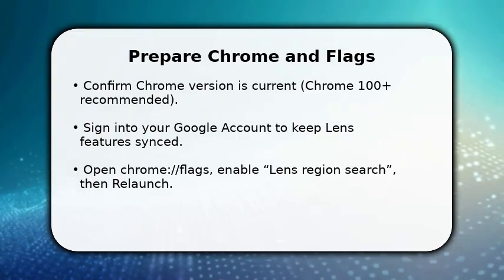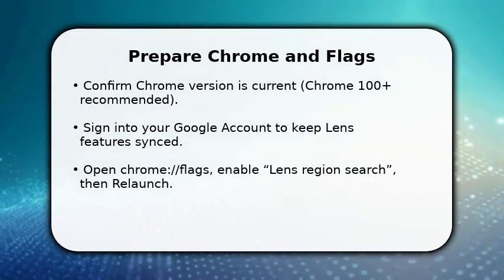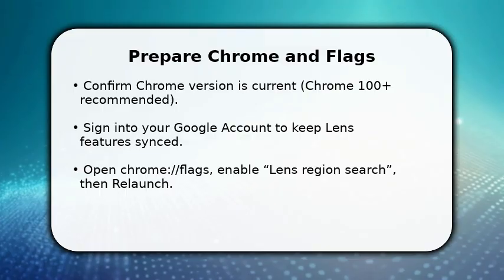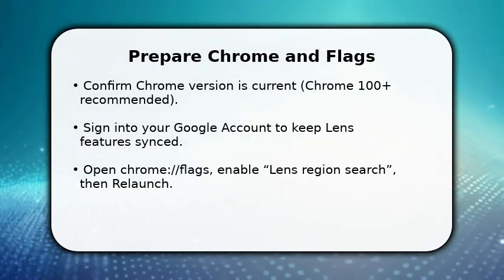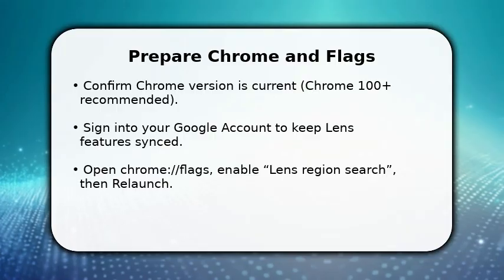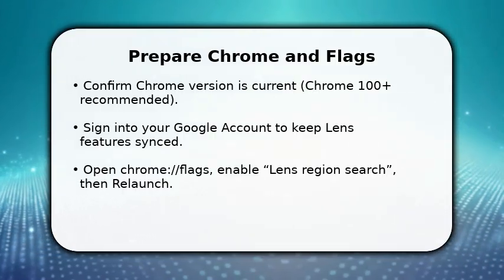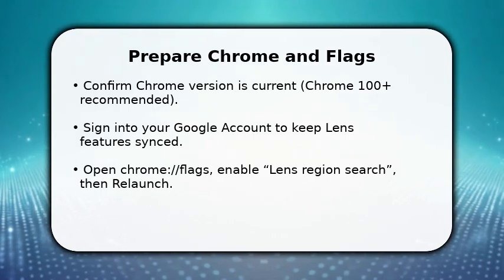Once signed in, type chrome://flags into the address bar and enable the flag labeled Lens Region Search. This toggles experimental lens integration. Click Relaunch to apply changes. Doing this first avoids permission and feature gaps later. Now your browser can accept the lens integration.